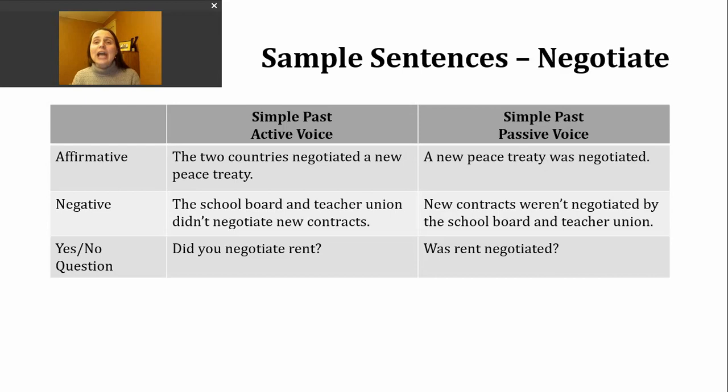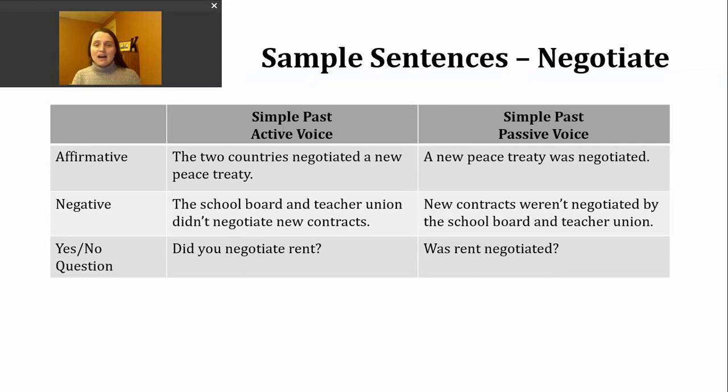Now, let's take a look at negative sentences. First, in the active voice, to make a negative simple past tense sentence, I'm going to use did not and then the base verb. So I'm not using that ed ending here in the negative. Let's look at an example. The school board and teacher union didn't negotiate new contracts.